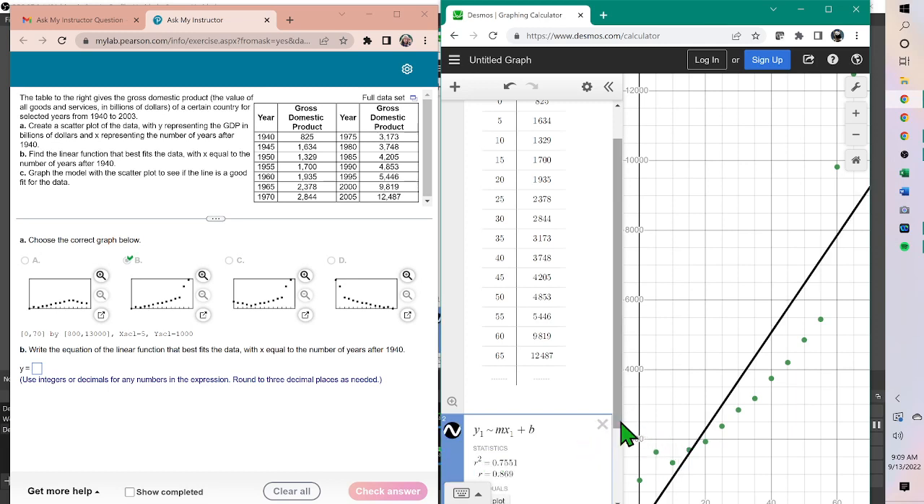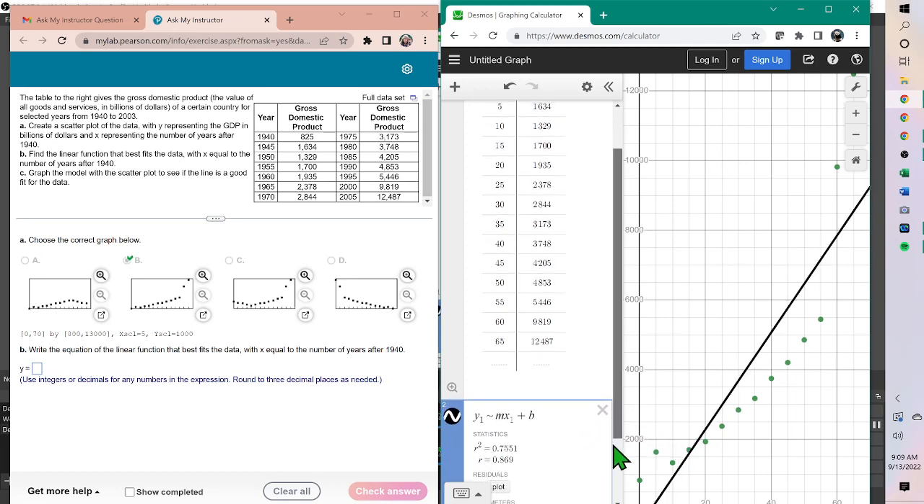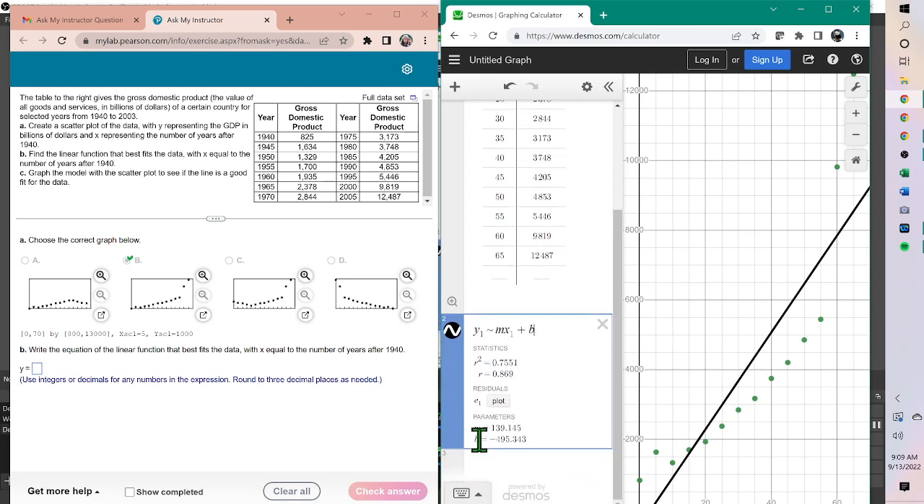And then if we go down, it gives you your equation. It gives you the M and the B. And just plug it in. And then if you need R squared, it's also here.